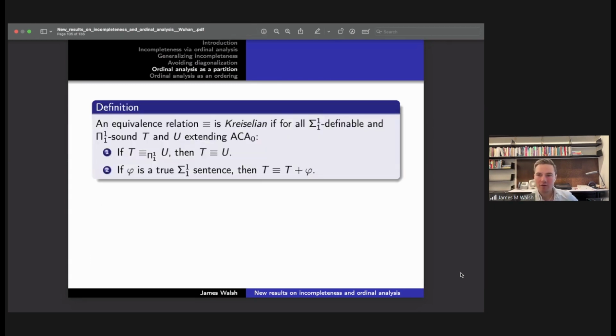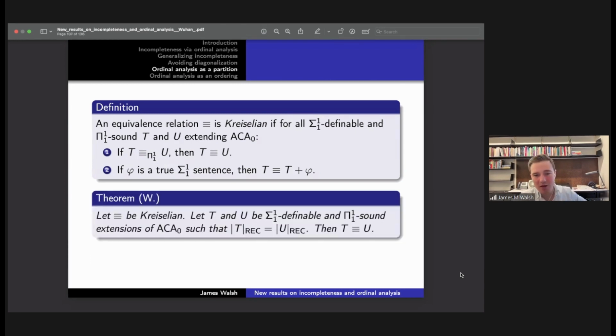Well, we're going to call an equivalence relation Kreiselian if it has these properties. So an equivalence relation is Kreiselian if for all Σ^1_1 definable and Π^1_1 sound T and U extending ACA_0, we have the following. First, if T and U are Π^1_1 equivalent, then T is equivalent to U in the sense of the Kreiselian equivalence relation. And also, for every true Σ^1_1 φ, T is equivalent to T plus φ. So the Kreiselian equivalence relations are just the equivalence relations that have the features I attributed to ordinal analysis on the previous slide. And the theorem is this.